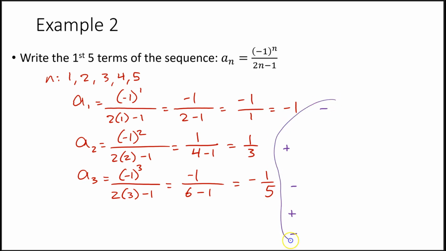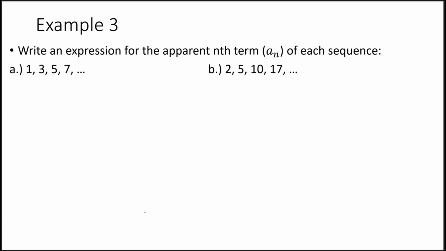When we alternate back and forth between positives and negatives, that happens because we have something like this, negative 1 to the power of n. Because as n changes from even and odd, it changes positive and negative. Alright, let's go ahead and find a sub 4 and a sub 5 on your own, please. Alright, so we want to go ahead and write the expression for the apparent nth term of the sequence.